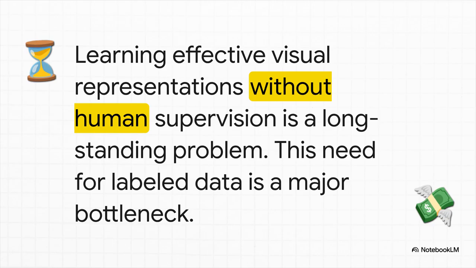This is where self-supervised learning comes riding to the rescue. The big idea is to let the model learn what's important directly from raw images, unlocking this enormous untapped potential of all the data on the internet.